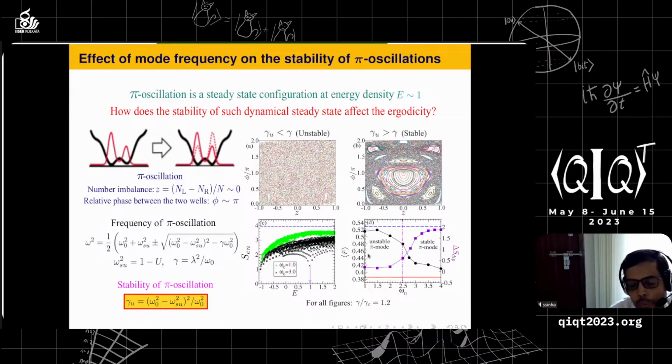Moreover, if we calculate the level spacing ratio, this R average, in fact, it contains very important information about the level spacing distribution.